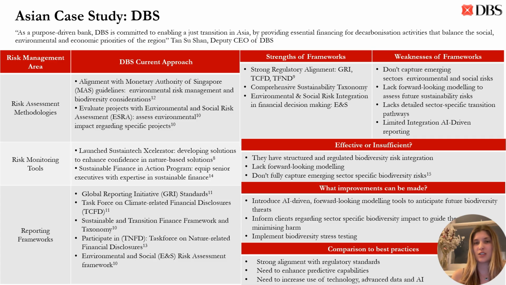However, limitations exist, such as the lack of forward-looking modeling, weak sector-specific risk pathways, and limited use of AI. While effective in structure, the frameworks don't fully capture emerging biodiversity risks. Improvements could include AI-driven tools, stress testing, and better client guidance on biodiversity impacts. Compared to best practices, DBS is well aligned with standards but needs to boost its predictive capabilities and tech integration.